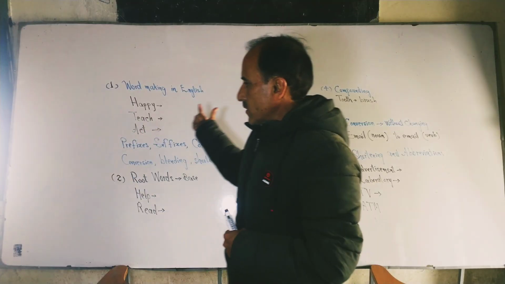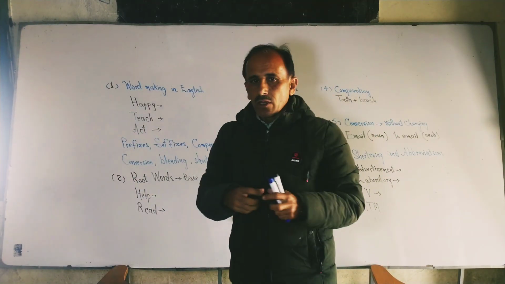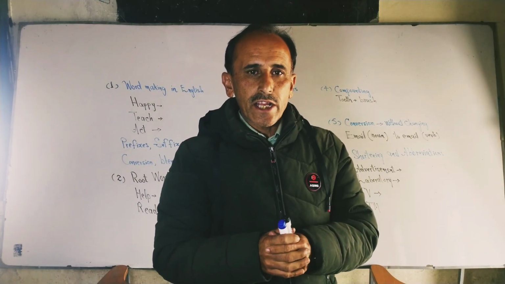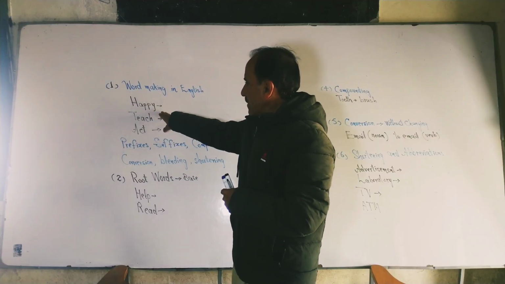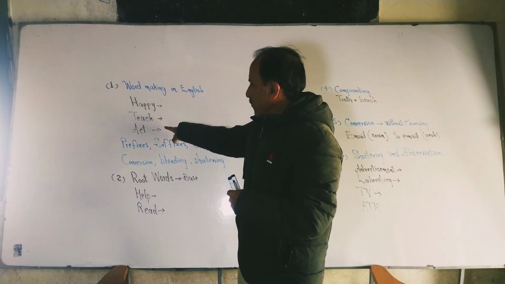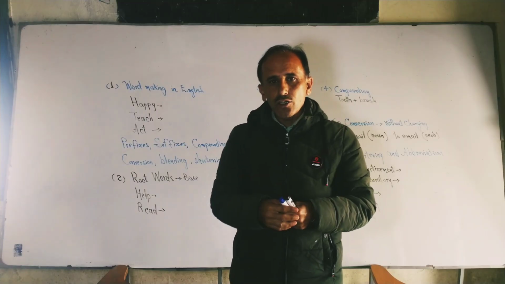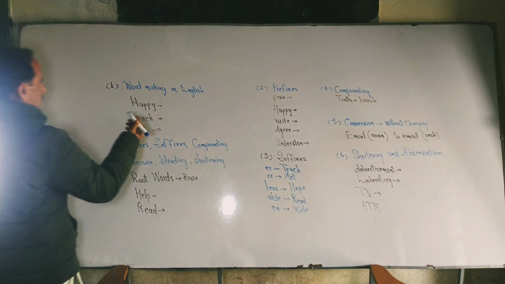You will see here is a formula. Word making in English. There are a lot of basic words in English. For example, as you are looking, happy. It is a main word. Teacher, actor. Now you can create new words from these words. For example, happy. There is a formula. Happy.